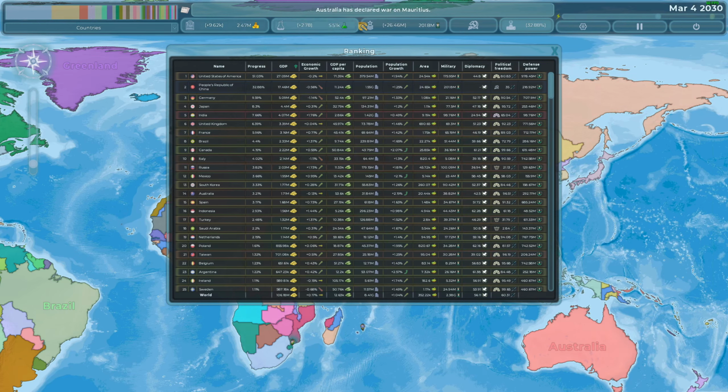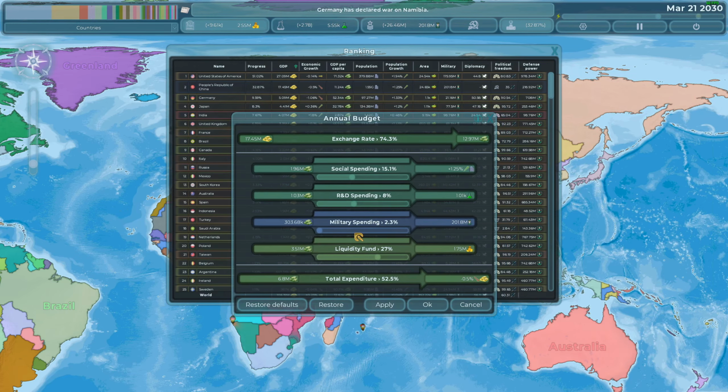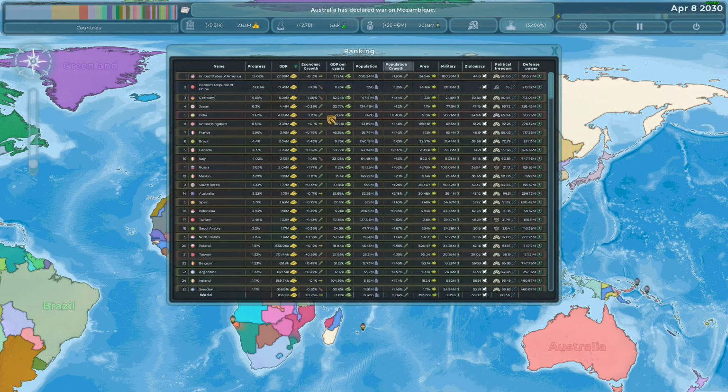It also affects things like troop cost and military spending upkeep. Population growth just shows how fast your population is growing. Ideally, you want this above the world's. Obviously, area is land area.